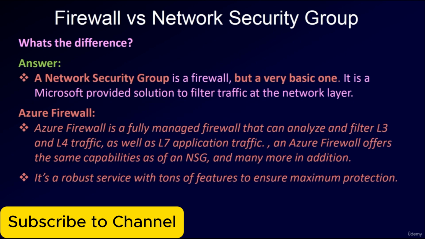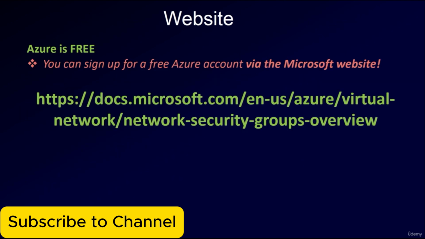So what's the difference? Well, a network security group is a firewall, but a very, very basic one. It's a Microsoft provided solution to filter traffic at the network layer, where an Azure Firewall is a fully managed firewall that can analyze and filter layer 3 and layer 4, as well as layer 7 traffic. The Azure Firewall also offers the same capabilities as the NSG, but it has many, many more additions. It's a robust service with tons of features to ensure maximum protection. And the cool thing is when you build a virtual machine in Azure, by default, it will create a network security group for you to keep your stuff secure.